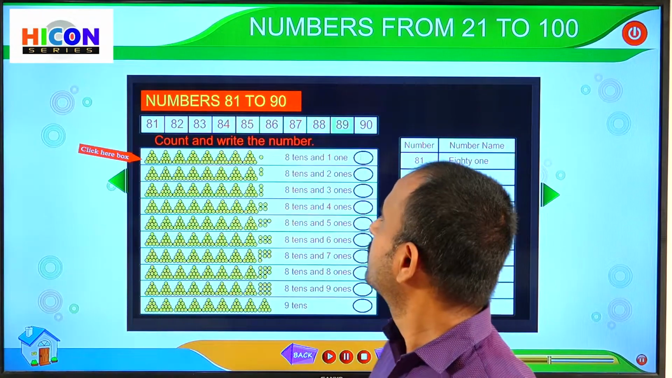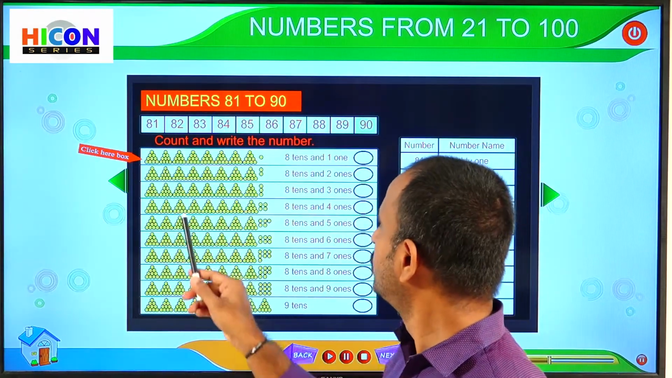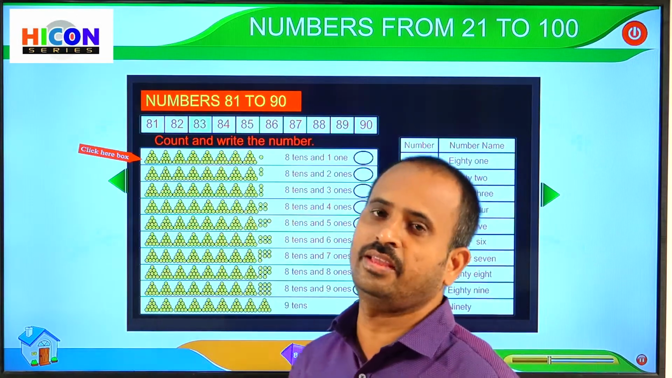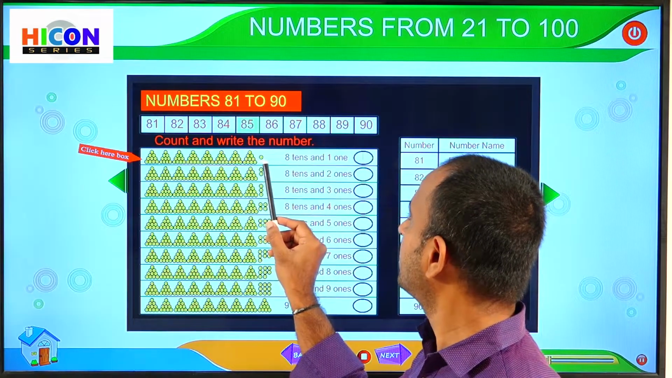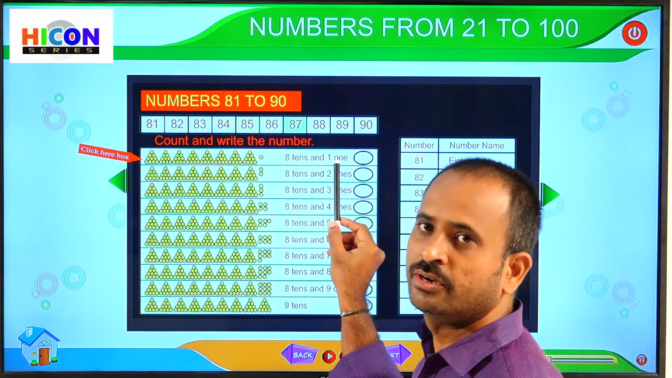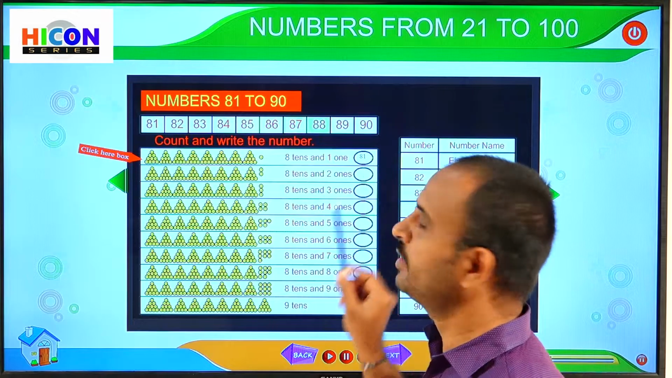So children, see here, in each row how many tens are there? In each row 1, 2, 3, 4, 5, 6, 7, 8 tens are there. So in each row there are 8 tens, and how many ones are there here? 1 one. 8 tens and 1 one. Total becomes 81. So write 81 in this circle.